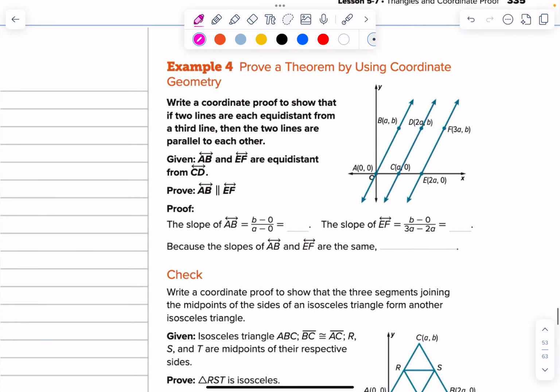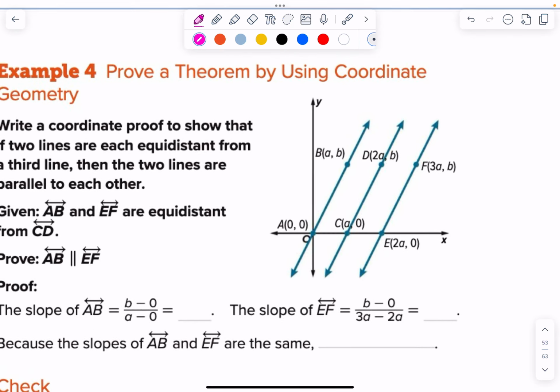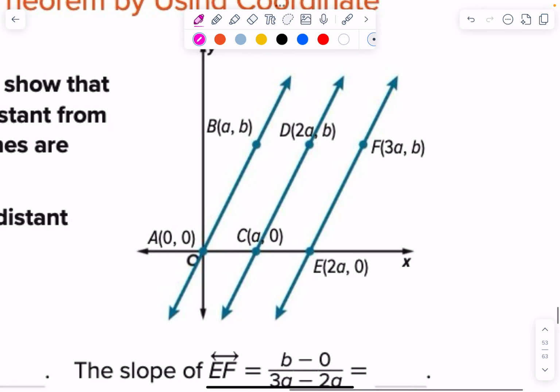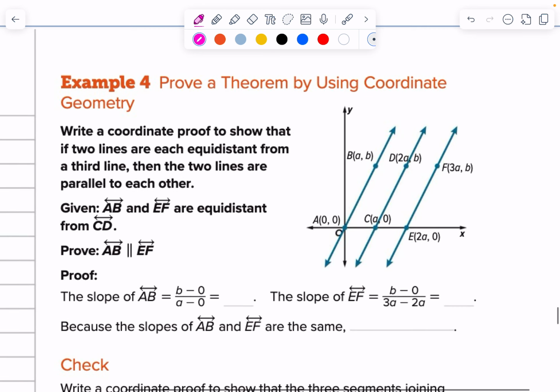Here's another proof. Let's talk about this one. Example 4. What they have going on here is they say, write a coordinate proof to show that the two lines are equidistant from a third line. What we're given is that AB, which is this guy, and EF are the same distance away from CD. So this distance is the same and this distance is the same.